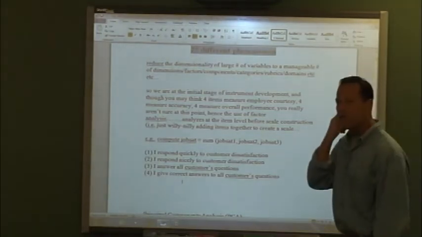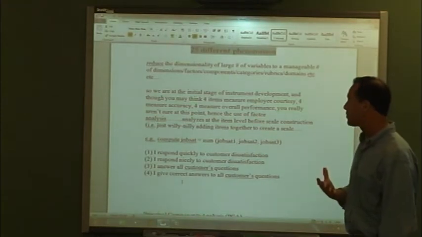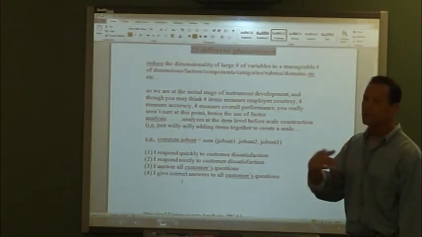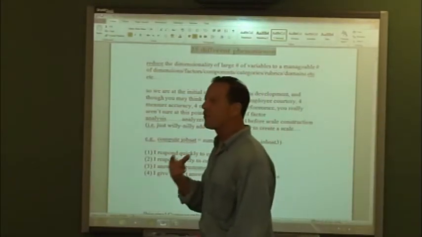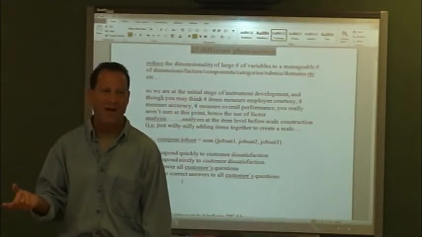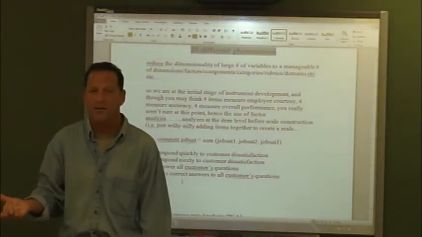EFA and CFA are ways to be able to say, okay, I've got these items, and I think they measure a certain phenomenon. EFA is more exploratory. You're going to see that exploratory is kind of like what's called an unrestricted confirmatory factor analysis. You're going to see that it's unrestricted. You really aren't going to put in any prior information.